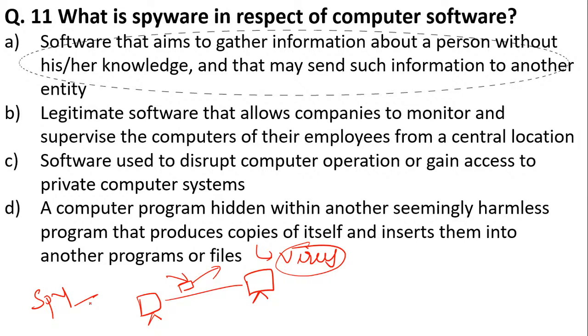He will go wherever the person is going, and then he will take information. At 10 o'clock he goes to office, at 6 o'clock he comes back, he met this person. So this is the task of a spy, and in the same way, spyware gathers information about a person and then sends it to another person. Okay, and that is the right answer.